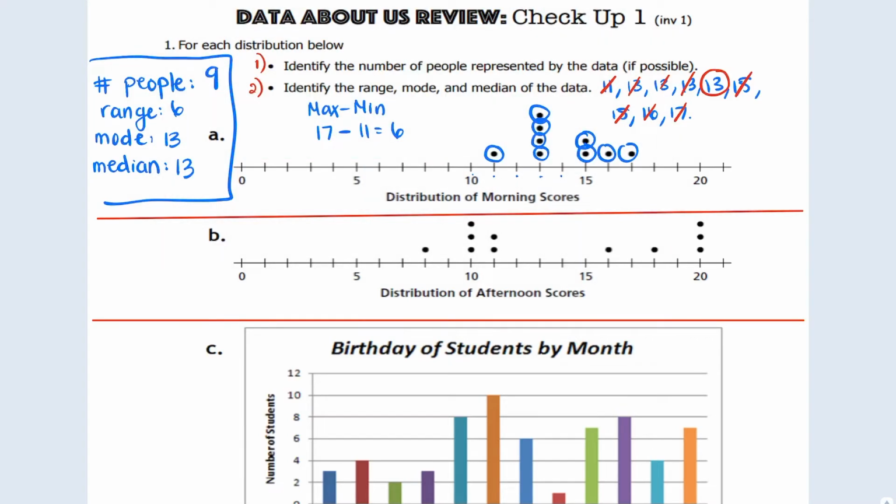I'm going to switch to green for question B. Again, I'm going to write down my list that I need over here. I need the number of people, my range, my mode, and my median. For the number of people, I'm just counting the number of dots. 1, 2, 3, 4, 5, 6, 7, 8, 9, 10, 11. I have 11 people here.